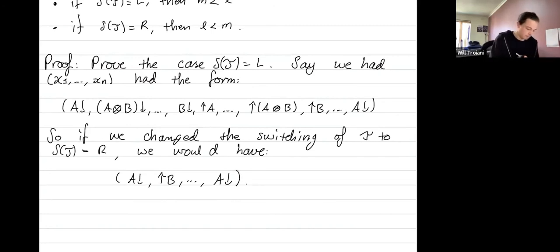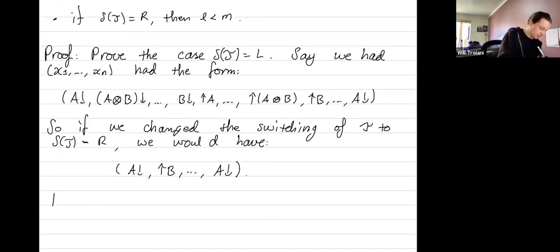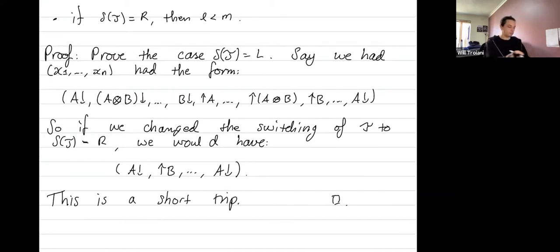And then we know that this up B ... down to A down is this part of the sequence here. And so this entire bit has just been missed. And so therefore we don't have a long trip anymore. Cool.